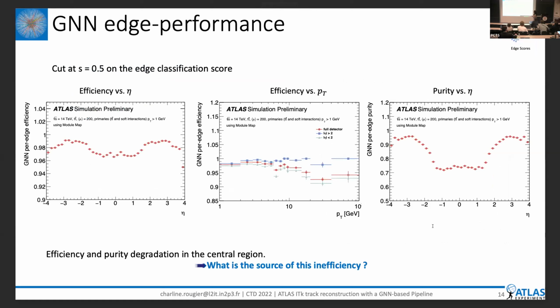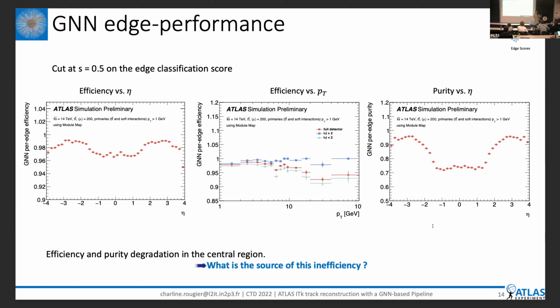So if we are looking at this cut on the classification score in more detail, we have the per-edge efficiency as a function of theta here, of pT here, and the purity only as a function of theta. So you see that we get quite a degradation in the central region. You can see it here in the efficiency versus theta, but also in the purity versus theta. And this is the same thing for the pT. We get a degradation at low pT because low pT tracks travel through the central region.